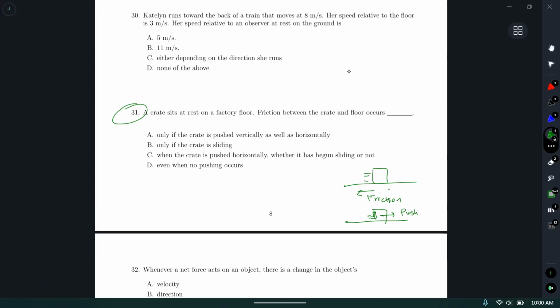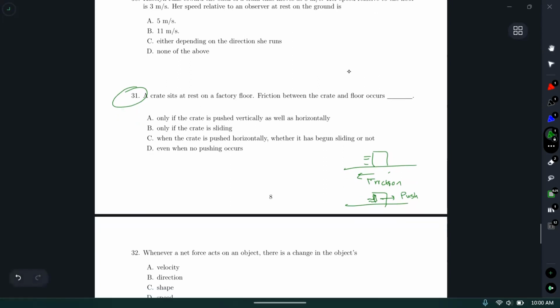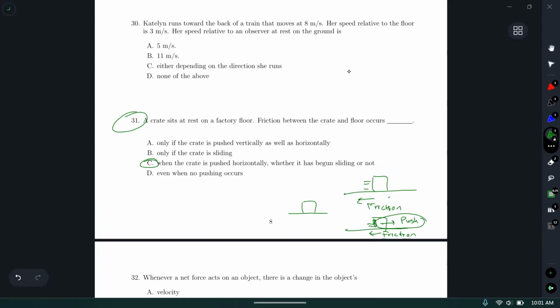It's at rest. So what must be true about the net force on it? If it's in equilibrium, 0. But I'm pushing on it, so I need something to balance that to get a net force of 0. That other thing is friction. And so it has to act in order for something to stay at rest while you're pushing on it, which we know can happen, especially with a real heavy crate. If you're not pushing on it, there's no force this way from you, and so there doesn't need to be a counteracting force from friction to balance it. So the answer is C.